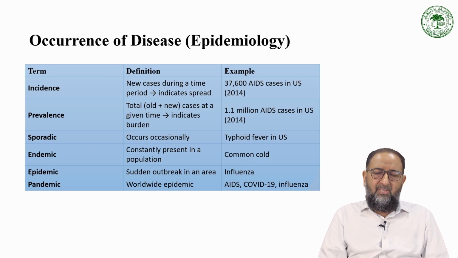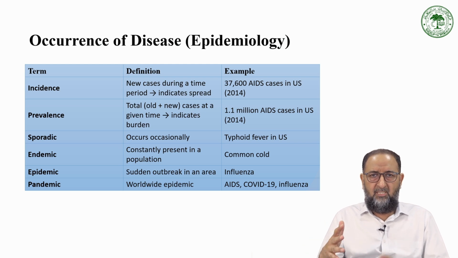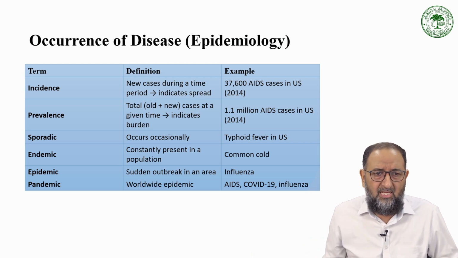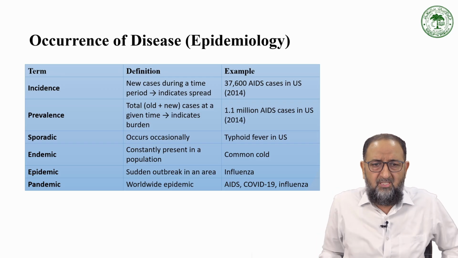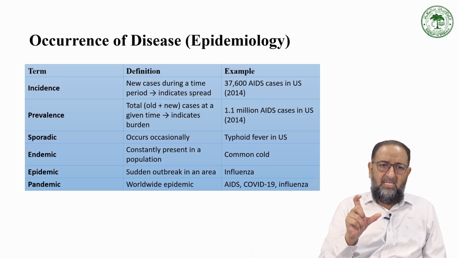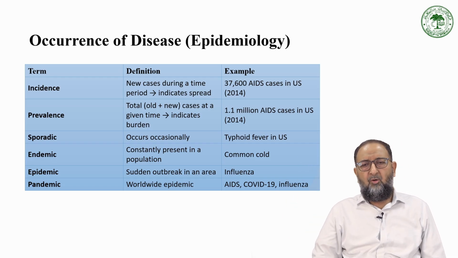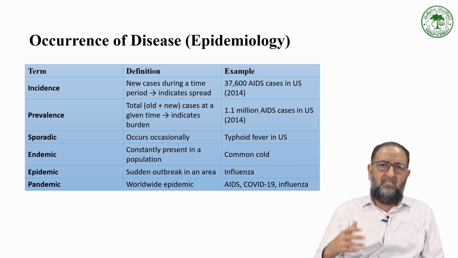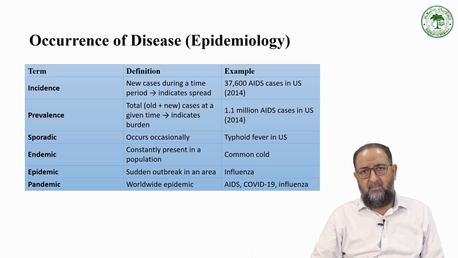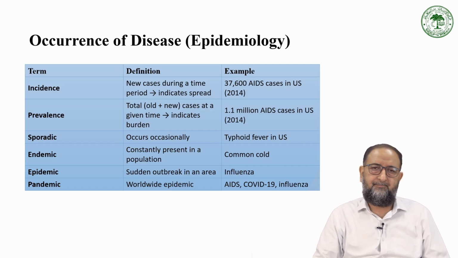Then epidemic. Epidemic means a sudden outbreak in an area, like an influenza outbreak or a COVID-19 outbreak in a particular area. There is a difference between epidemic and pandemic. In an epidemic, you have a certain area, for example a sudden outbreak of influenza in Aligarh, or in India, in the north part of India or the south part of India. So we call it an epidemic disease.